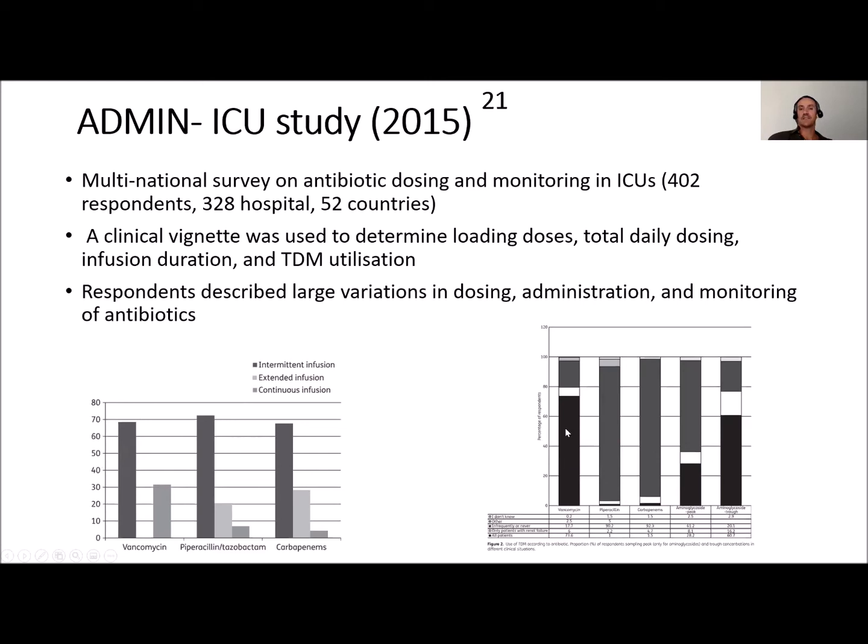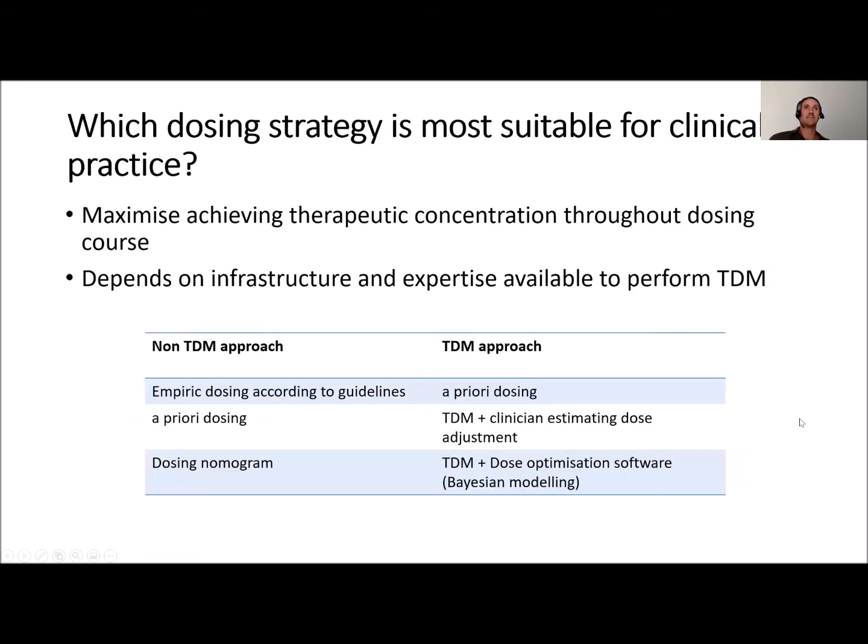And if we go to the bottom right, this is difficult to see, but in the black here, it's where all patients receive TDM. So for vancomycin, you can see it's around that 75%. So in 2015, when you look at beta-lactams, Piptaz here and carbapenem, we're looking more of that 1 to 2% utilization. So this is 5 years ago now. It'd be interesting to see how that has changed in recent times.